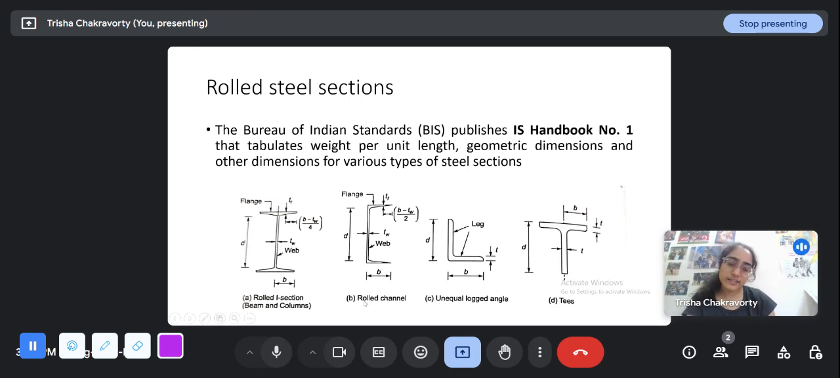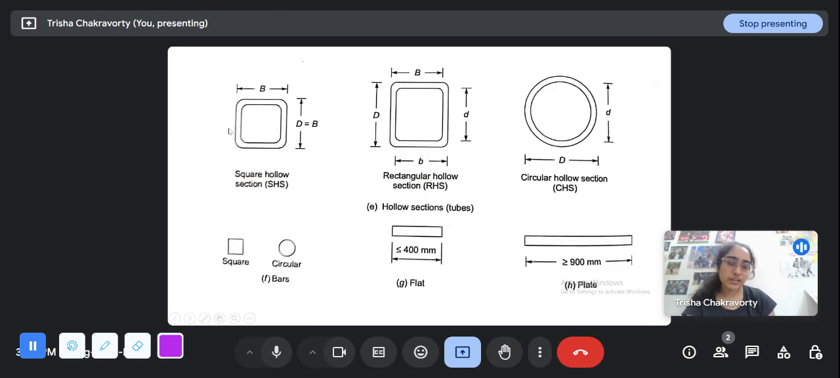This is a channel section or C section. This is an angle section where the legs might be equal or unequal. They are commonly used in tension members. This is a T section. These are the hollow sections, square, rectangle, and circle, and these are the solid sections. This is a bar, very small compared to general standard concrete sections. Concrete beams and columns also have the cross section of a square, rectangle, or circle, right? The piles generally have circle, but their dimensions are much larger than the general dimensions of these steel bars. Then there are flats and plates of this type.